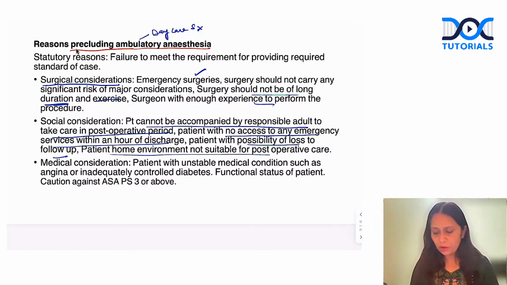Patient's home environment not suitable for postoperative care, right? So home environment has a very big role in choosing a patient for daycare surgery. If someone has no home care, we cannot take that kind of person for daycare surgery.